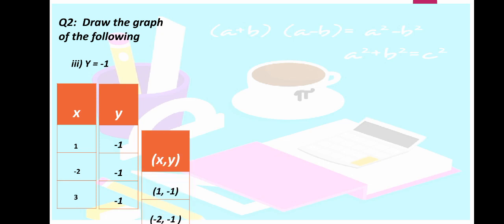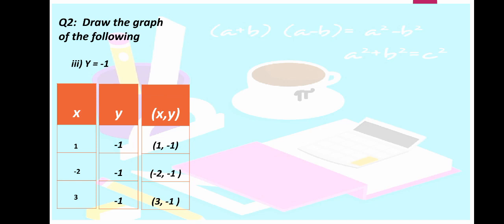So here the ordered pairs will be: the first value of x is 1 in the first row and y is -1, so the ordered pair is 1 and -1. Keep this sequence in your mind, that you have to mention the value of x in the first place and the value of y in the second place. In the second row the value of x is -2 and the value of y is -1, so the ordered pair is -2 and -1. In the third row the value of x is 3 and the value of y is -1, so the ordered pair is 3 and -1.